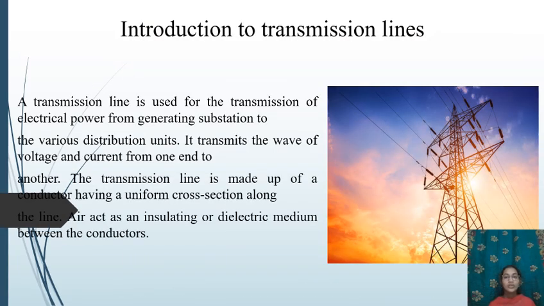First, introduction to transmission lines. A transmission line is used for the transmission of electric power from generating substation to the various distribution units. It transmits the wave of voltage and current from one end to another. The transmission line is made up of a conductor having a uniform cross-section. Air acts as insulating or dielectric medium between the conductors.